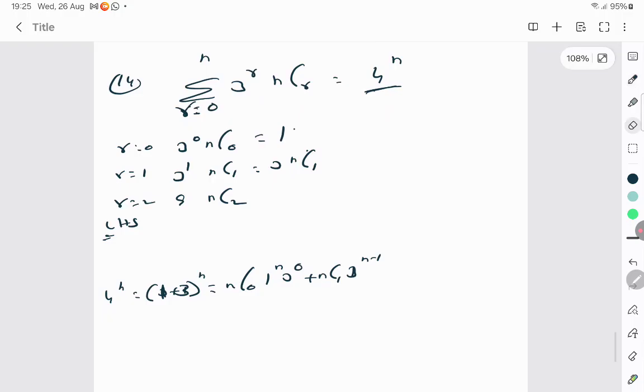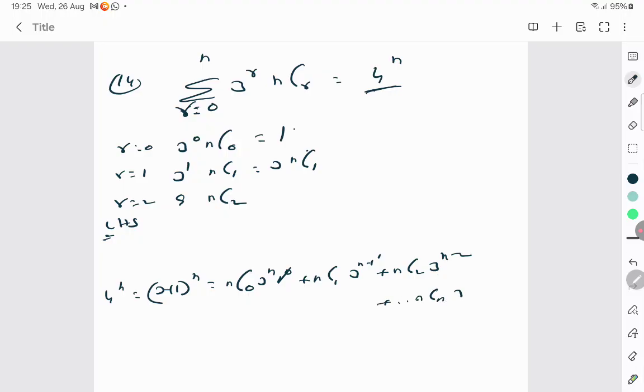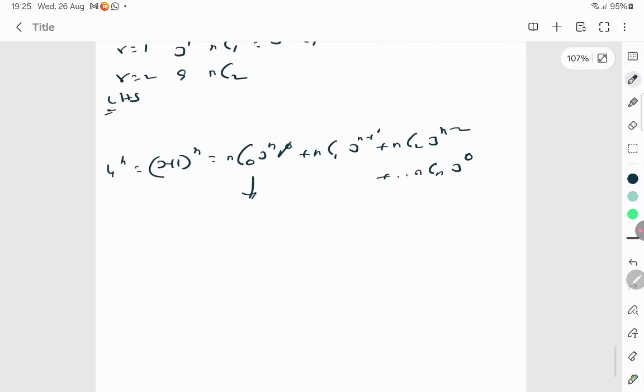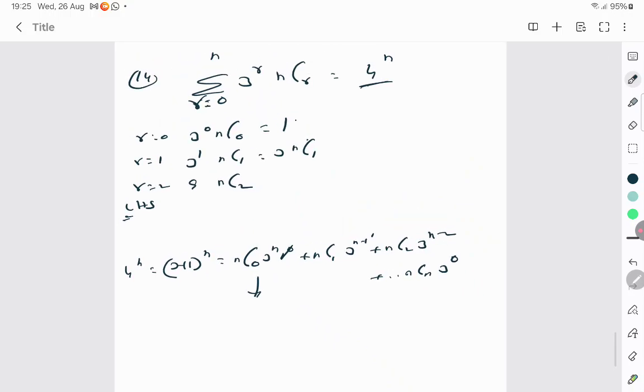Okay, so let's consider this as 3 plus 1. nc0 3 to the power n 1 to the power 0 plus nc1 3 to the power n minus 1. 1 to the power any number can always be ignored. nc2 3 to the power n minus 2 plus ncn 3 to the power 0. This is nothing but nc0 3 to the power n. So last term, let's substitute r is equal to n here. With 3 to the power n, ncn, 3 to the power 0 ncn. Isn't that the last term in this? The last term in this is the same.